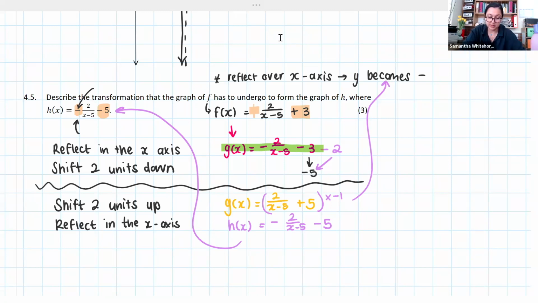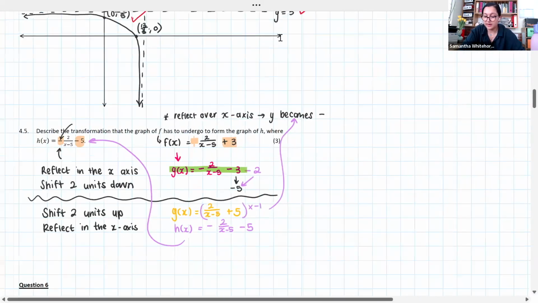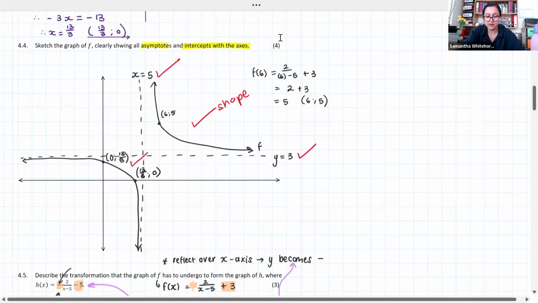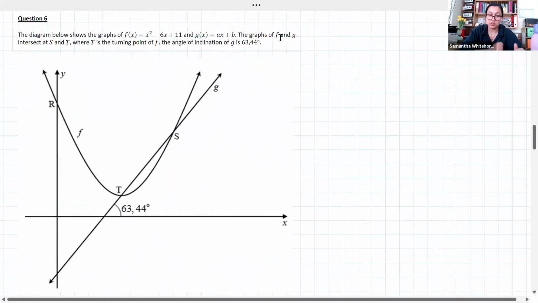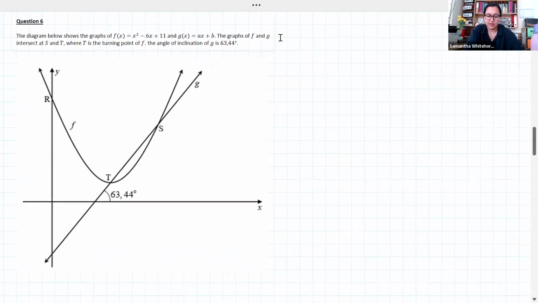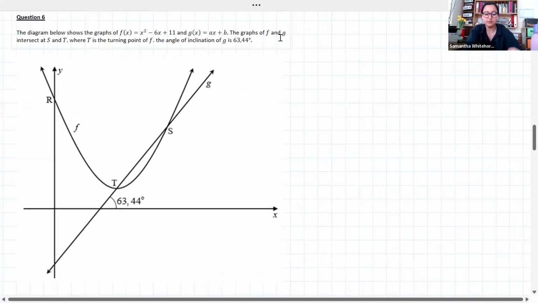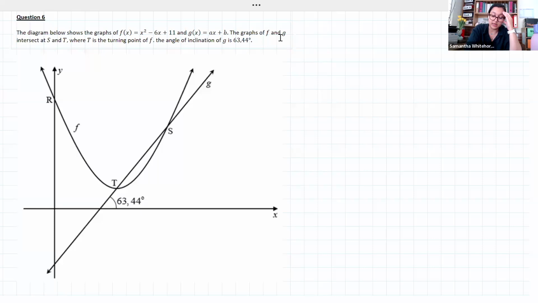So let's have a look at question 6. Question 5 was one of the exponential questions we did yesterday, and then they moved on to question 6, parabola and straight line. Question 6 says the diagram below shows the graphs of f of x equals x squared minus 6x plus 11 and g of x equals ax plus b. The graphs of f and g intersect at S and T, where T is the turning point of f. The angle of inclination of g is 63,44 degrees.